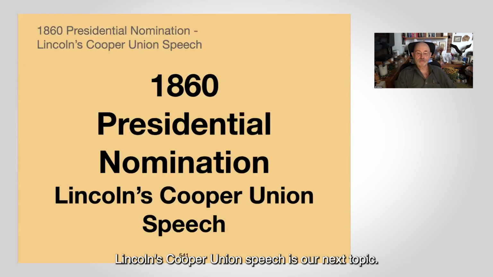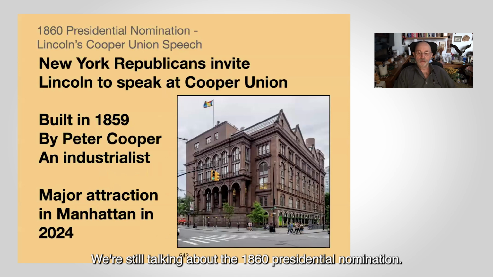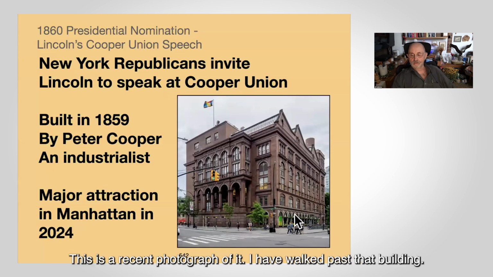Lincoln's Cooper Union speech is our next topic. We're still talking about the 1860 presidential nomination. Cooper Union is a building in the south of Manhattan. It was built in 1859. This is a recent photograph of it.